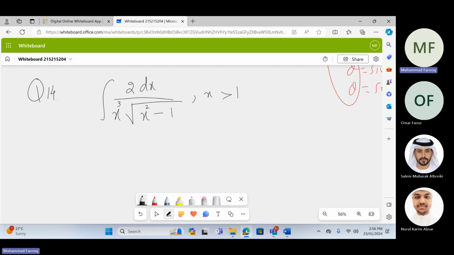After integration of cosine square, what did you get? I'm asking, what is the integration of cosine square theta? It's theta plus sine 2 theta over 2, not sine. Yes, very good, very nice.